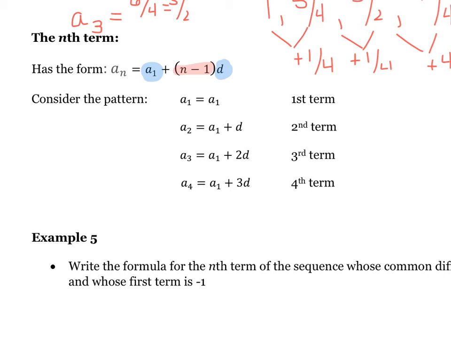So if you look at the pattern they give you, a sub 1 is a sub 1. A sub 2 is a sub 1 plus your common difference times 1, right? You could even write in here, common difference times 1. A sub 3 is your first term, and then 2 of your common difference. That's why we have 2d. And a sub 4 is your first term and 3 of your common difference, right? That's how the pattern works. Knowing this pattern, let's take a look at the next examples.